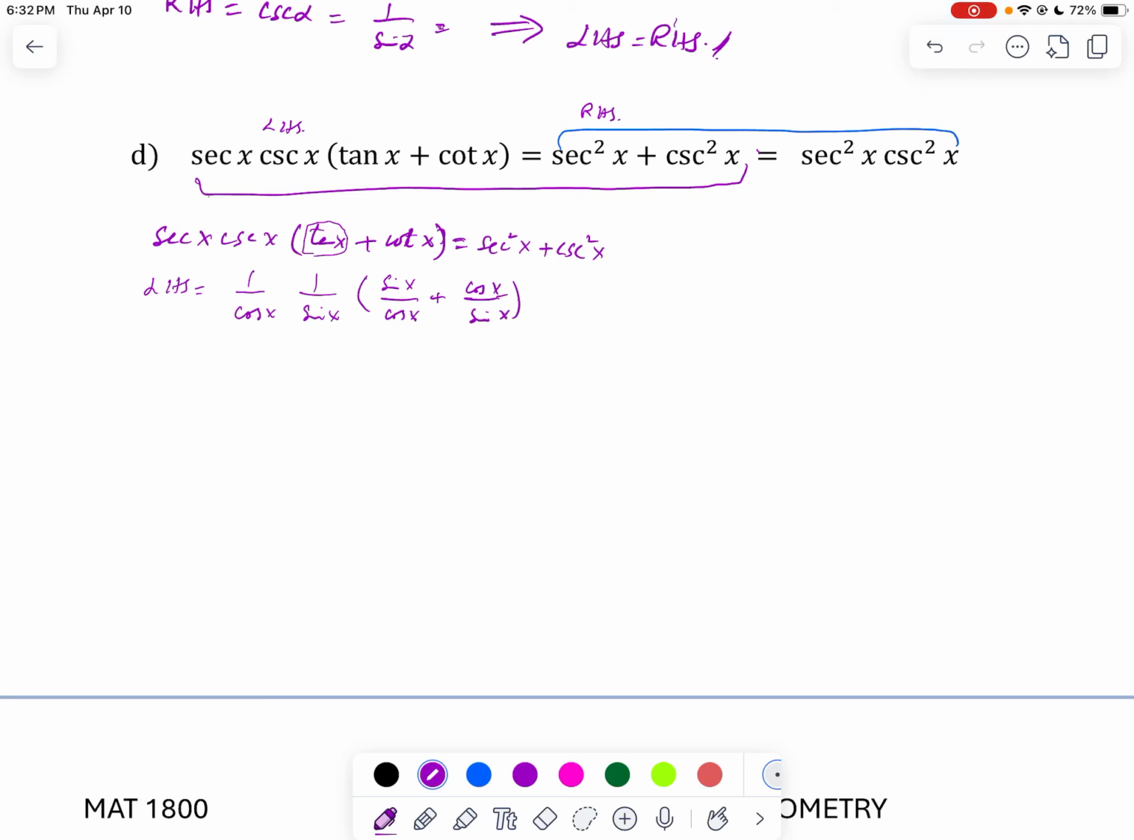which is equal to, I'm going to put a line in between here because the other one we will do on this right hand side. So now I'm going to distribute. So when I distribute, I'll get 1 over cosine squared x. I hope you guys can see that, plus 1 over sine squared x.